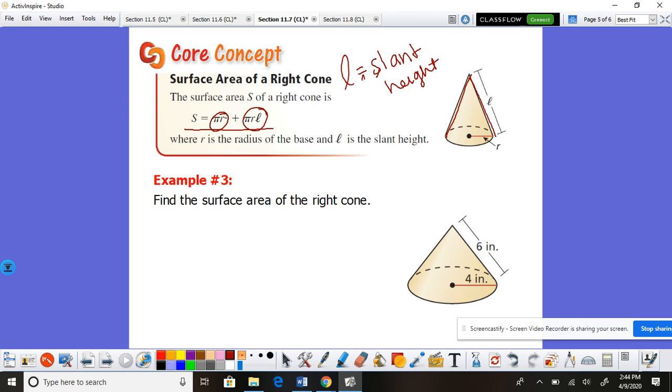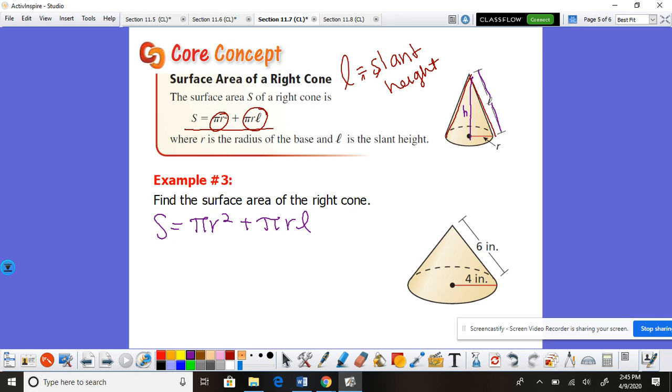And the slant height is exactly what it sounds like. It's the height, but it's slanted. So this here would be the height, which you'd use for volume, but this here would be the slant height, which we would use to find the surface area. So the surface area of this cone is pi r squared plus pi r l.